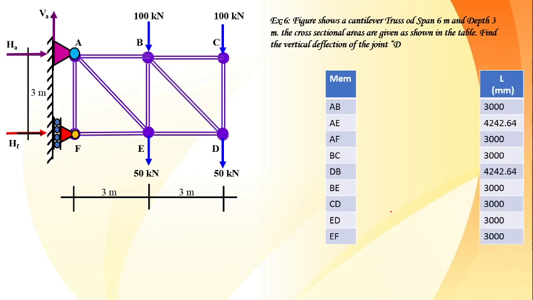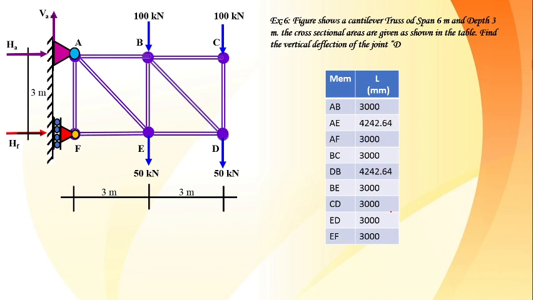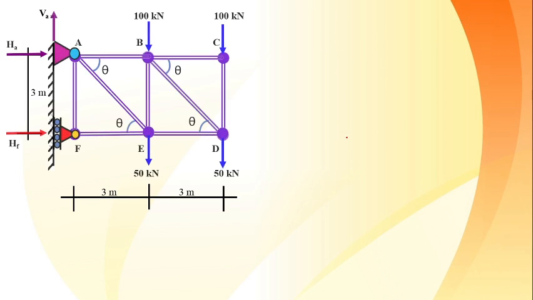So first step, whatever lengths of the members are there, they have been given. Here members as well as lengths are already given in the problem, so we don't have to find out the various lengths. Horizontal members are all 3 meter, vertical members are all 3 meter, and the inclined member is equal to 4.242 meter. All these are given in millimeter, but for the analysis we have converted them into meters, 3 meter, 3 meter.